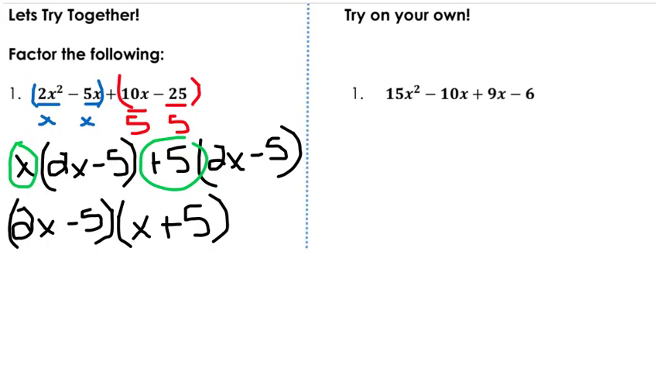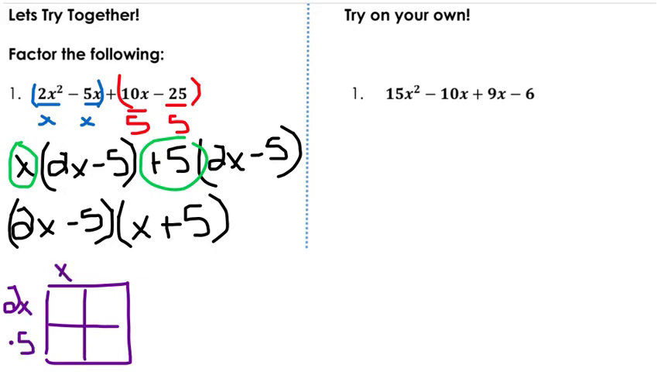And if we wanted to check our work, all we'd have to do is set up the box method. So if I wanted to check this, I'd put my 2x minus 5 here, and then my x plus 5 here, and just go through my box method. I'd get a 2x squared, I'd get my 10x, my negative 5x, and my negative 25. You can already see that the terms are matching. Down here I've got my 2x squared, negative 5x, negative 5x, positive 10x, and my negative 25, negative 25.